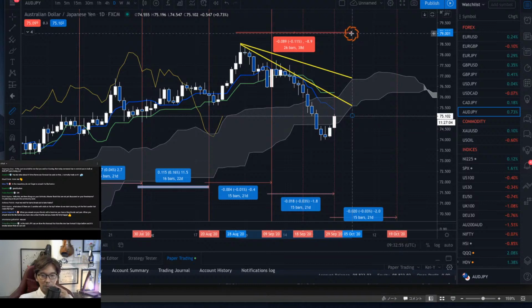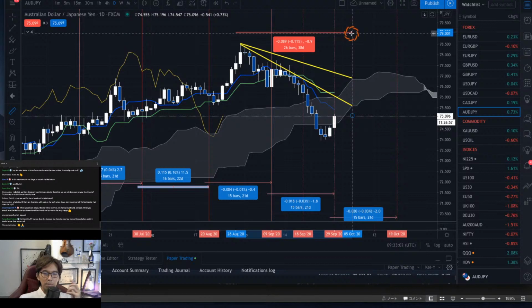Must we wait for Kumo breakout to take trades? You don't really have to wait for the Kumo breakout, but you can expect the Kumo breakout and still take trades toward that direction.